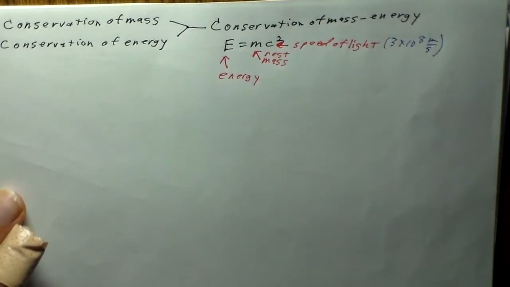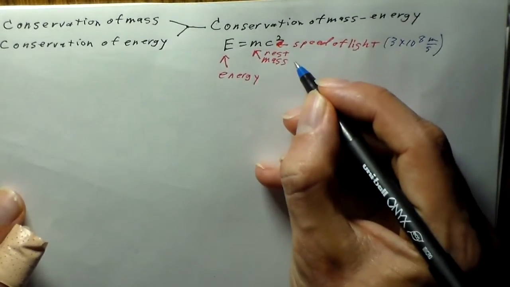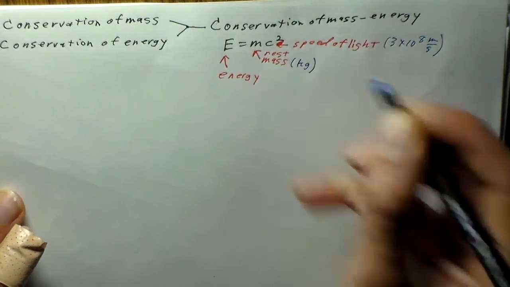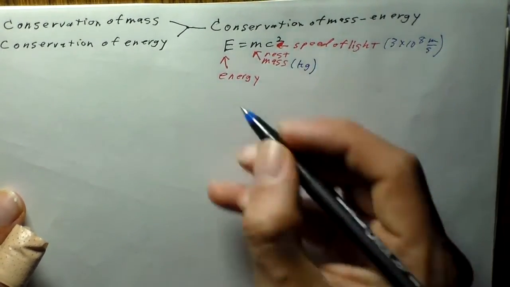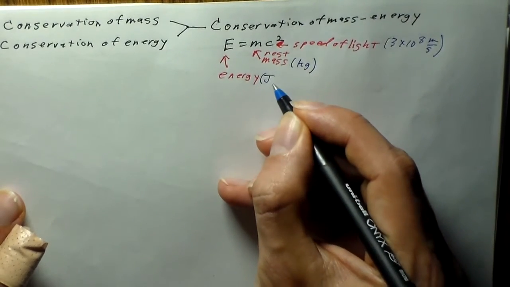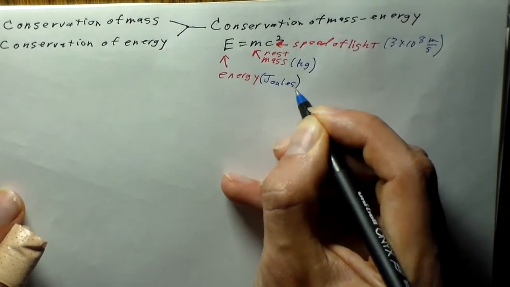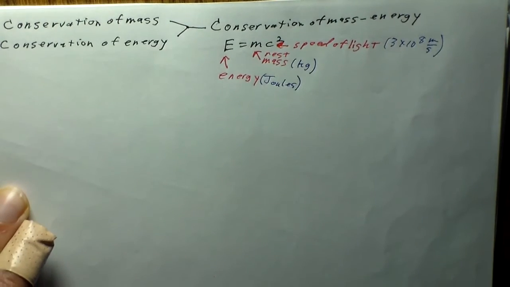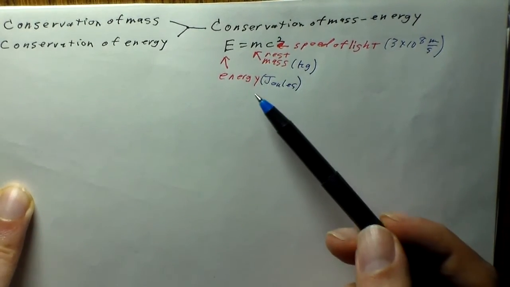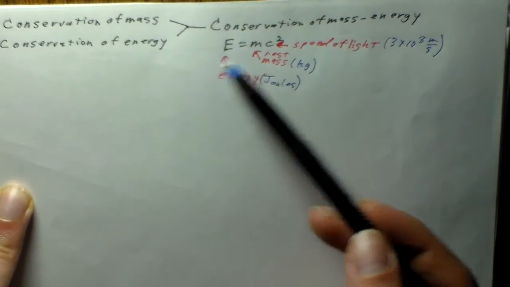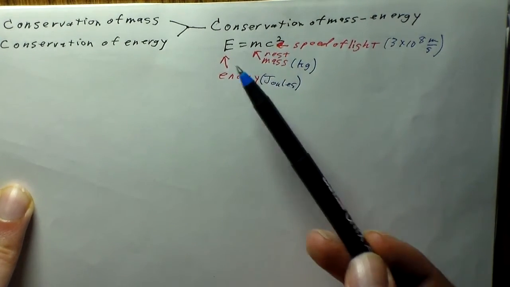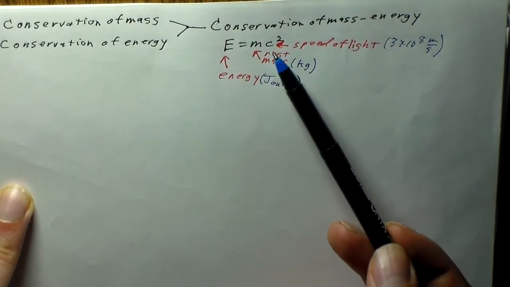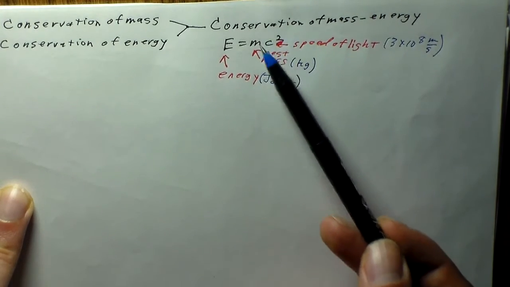The rest mass, of course, depends on which object you're dealing with, and this is going to be in terms of kilograms. As long as your mass is in kilograms and c is 3 times 10 to the 8th meters per second, this is going to give you your energy in joules, which is the SI unit of energy. So this is E equals mc squared, the relation between mass and energy. You can see they are directly proportional to one another, related by the speed of light squared.